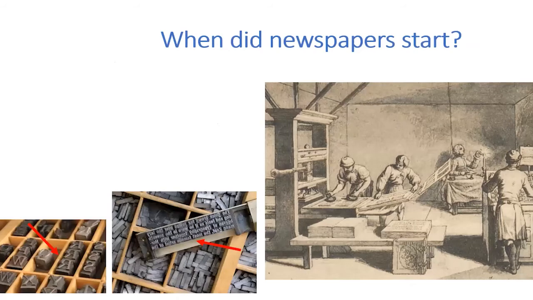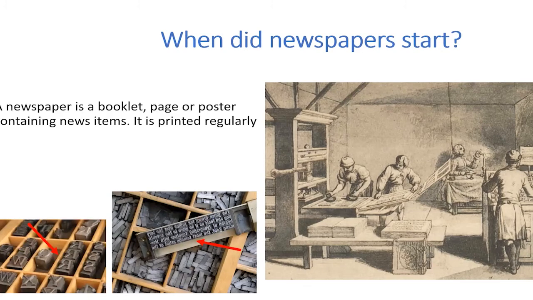So when did newspapers actually start? Well, first of all, a newspaper is a booklet, page or poster containing news items. To be a newspaper, it has to be printed regularly. Now, newspapers were originally handwritten, so imagine how long it would take you just to write a few newspapers. And of course, those early ones tended to be very short because otherwise they would take too long to produce.